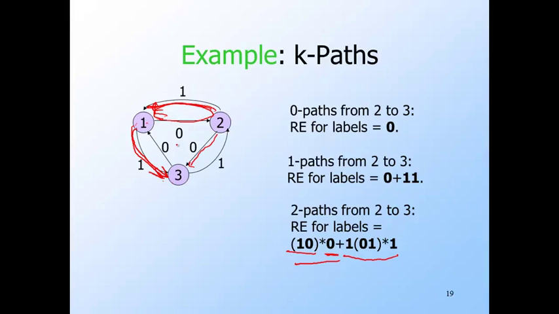The regular expression for the labels of all 2 paths from state 2 to state 3 is the union of these two expressions that we have just described. The 3 paths from state 2 to state 3 also have a regular expression, but it is sufficiently complicated that we're going to save that example until we have seen the complete construction.